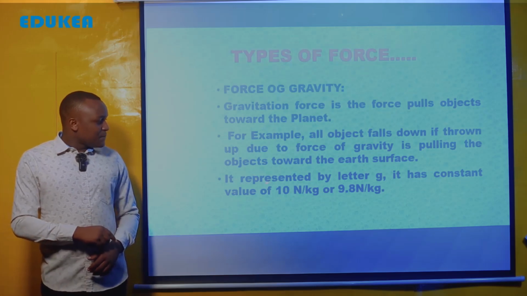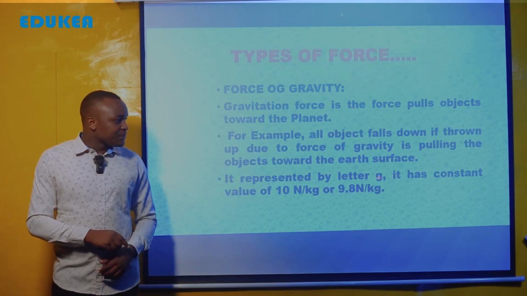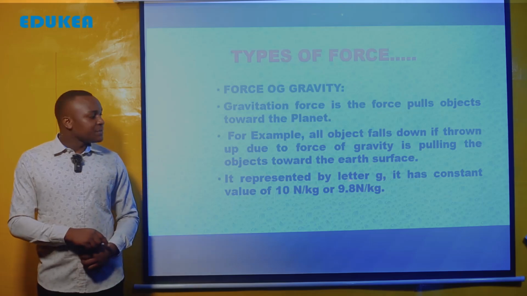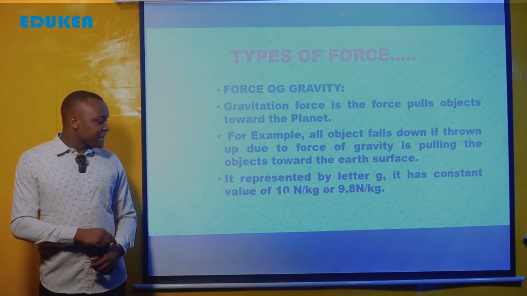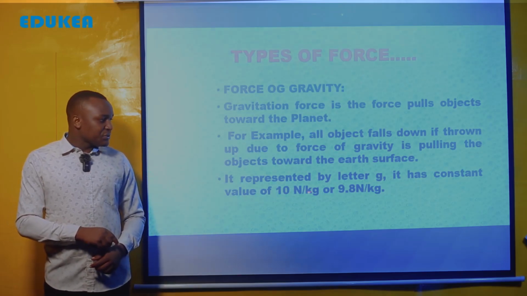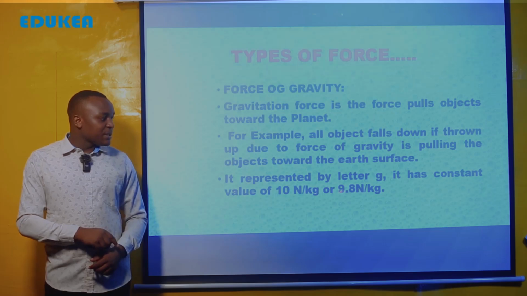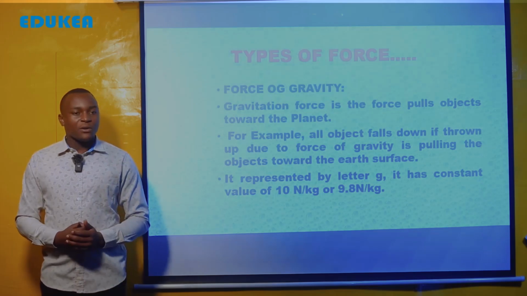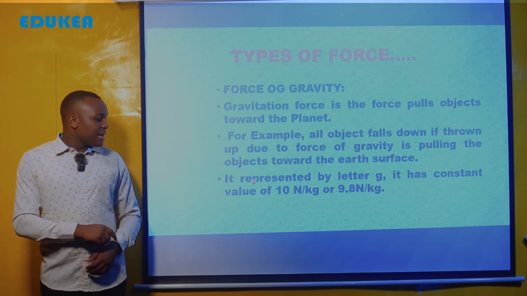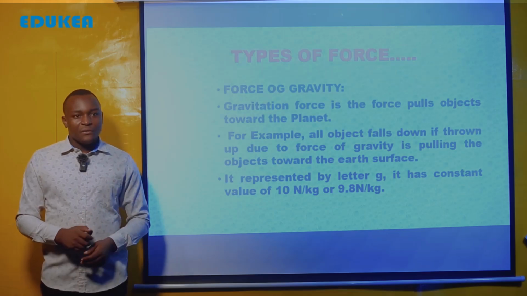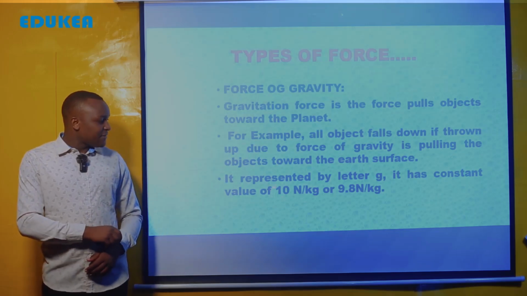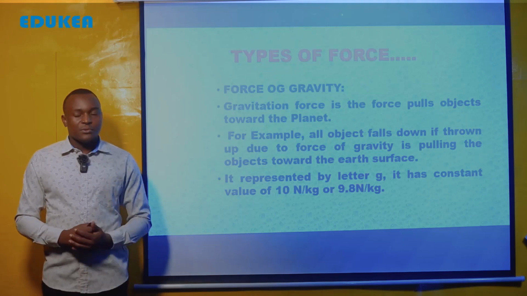It is represented by the letter G, a small letter g. It has a constant value which is 10 Newton per kilogram or 9.8 Newton per kilogram. Those are values of gravitational force. This is an approximated value, but this can be found through the experiment.